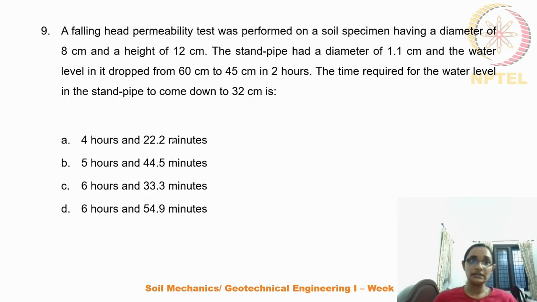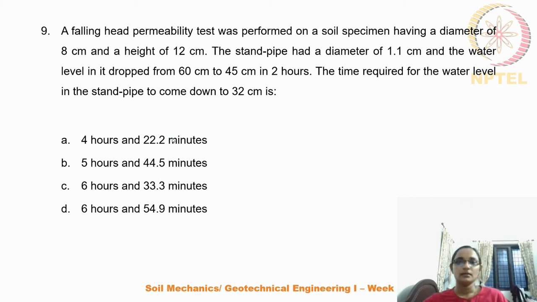Okay, so in the initial question, we saw constant head permeability test. So in this question, we have falling head permeability test that is being performed on a soil specimen of diameter 8 centimeter and height 12 centimeter. Now we have stand pipe of diameter 1.1 centimeter and the water level is dropping from 60 to 45 centimeters in 2 hours.